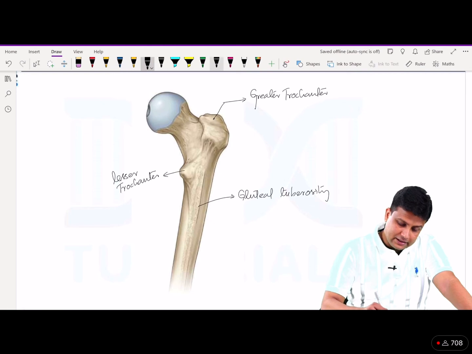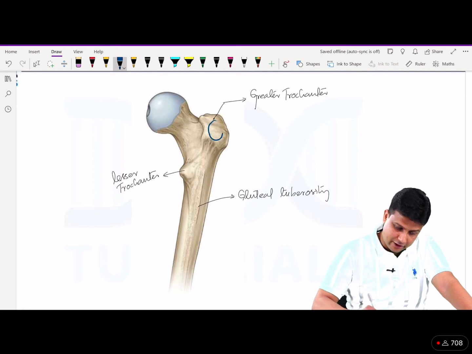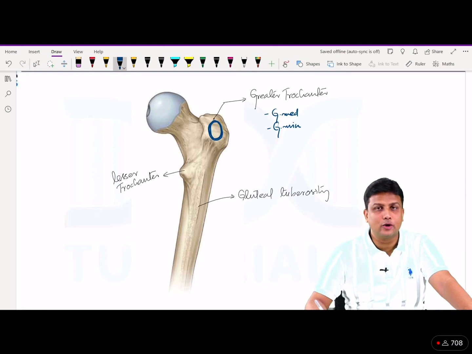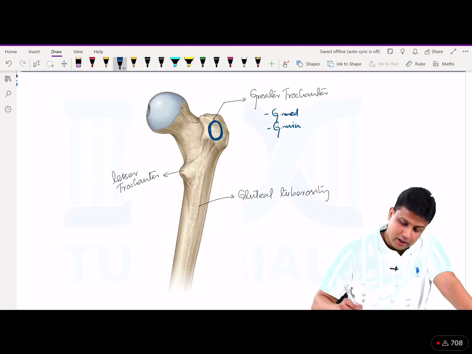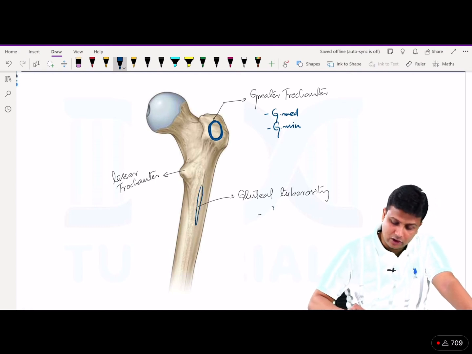Now remember the muscles that will be inserting onto the greater trochanter. The muscles inserted onto the greater trochanter here will be the gluteus medius muscle and the gluteus minimus muscle. These two muscles are inserted onto the greater trochanter, and this was tested in your exam. And what is the muscle inserted onto the gluteal tuberosity? That will be the gluteus maximus muscle.